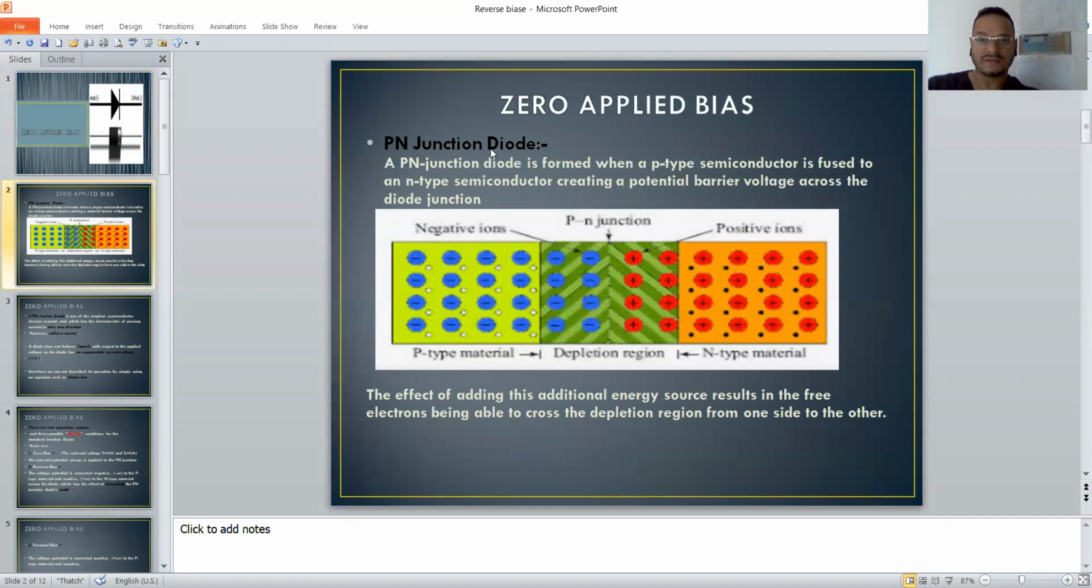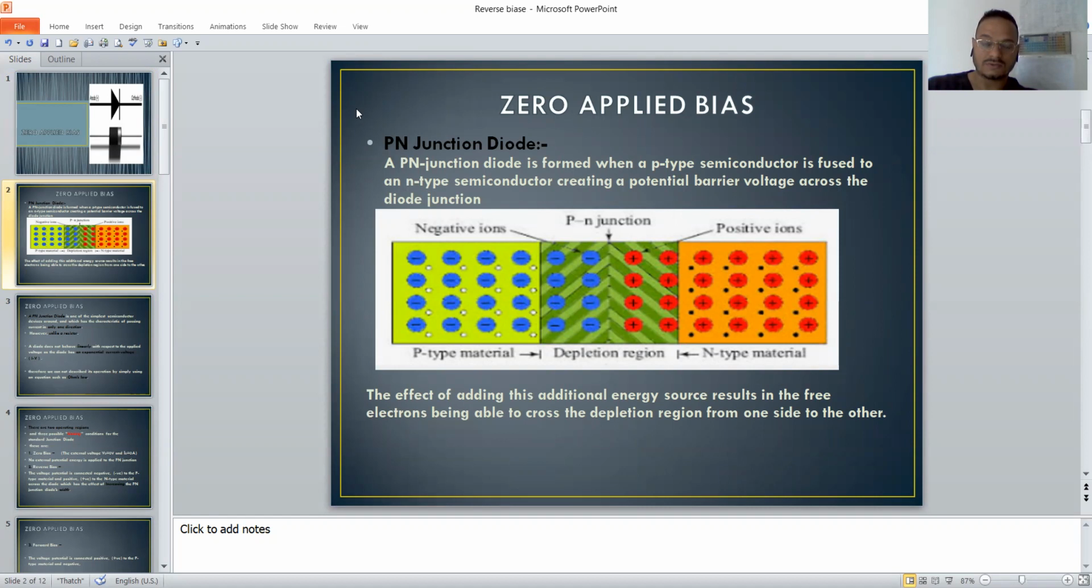Today, our lecture will talk about the zero applied bias. Like we know, we have three kinds of applied bias. This is the first one. After that, forward and reverse bias. Let's take something like a review.